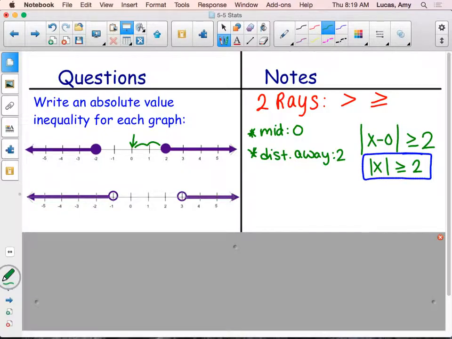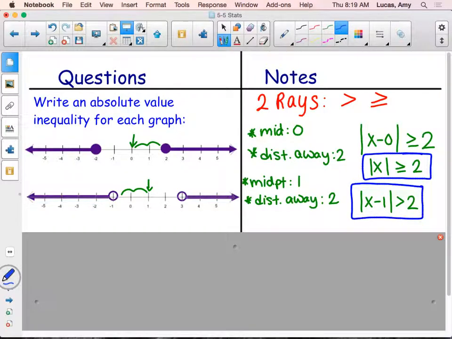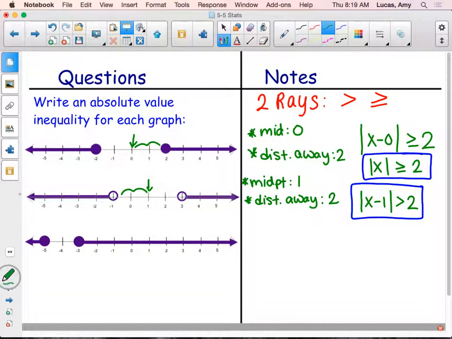All right, my next one, I have a midpoint of 1. And the distance away in each direction, 2 units away. So, x minus 1 is greater than 2 units away. So on this one, what changed? I have the distance away from 1, so x minus 1, and then it's greater than 2 because it's an open circle.